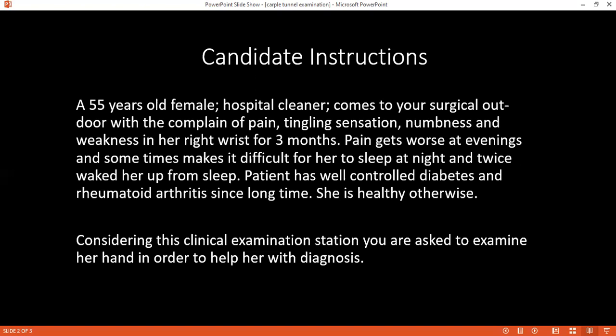Can you summarize your examination now, please? Okay, ma'am. To complete my examination, I would like to perform an elbow examination and a neurovascular examination of both upper limbs.